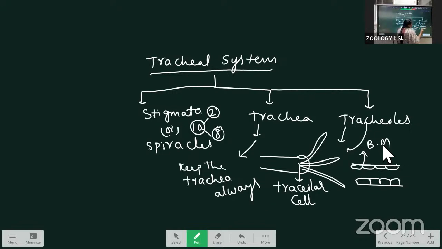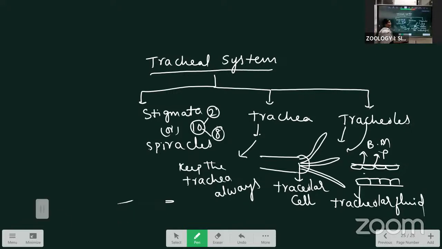The outer one is called the basement membrane. The inner one is called the epithelial membrane. Here it is devoid of intima. Intima is absent inside the tracheole. Inside the tracheoles, fluid is present. That fluid we call tracheolar fluid. What is the use of this tracheolar fluid?